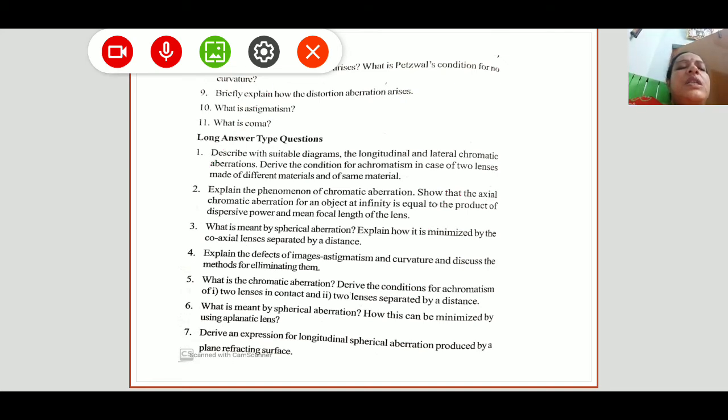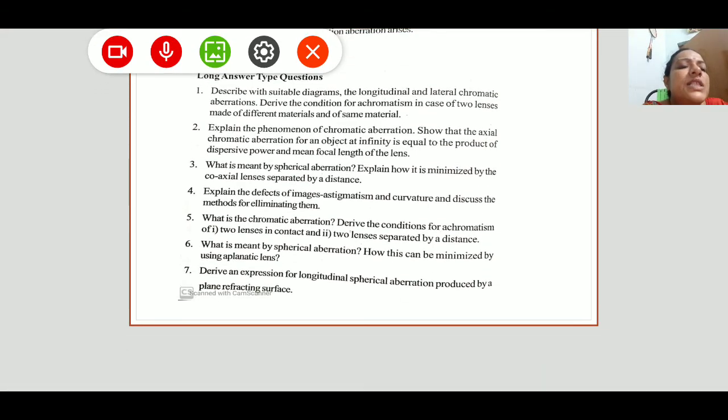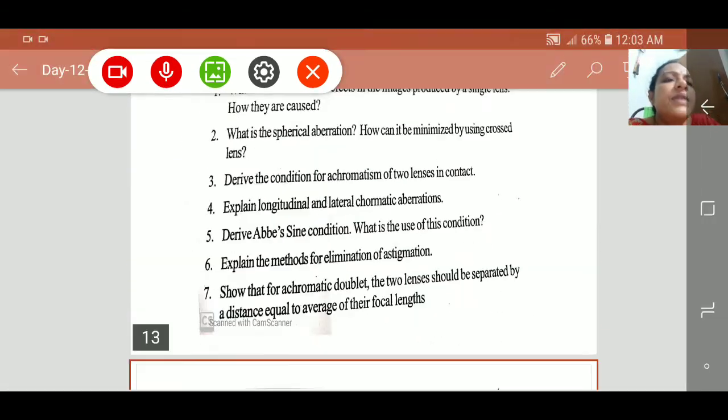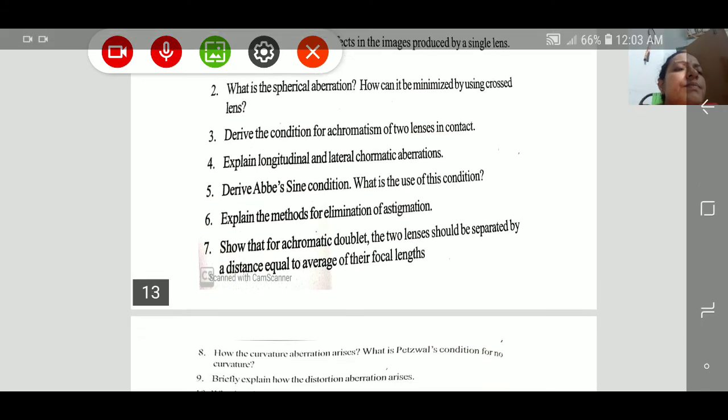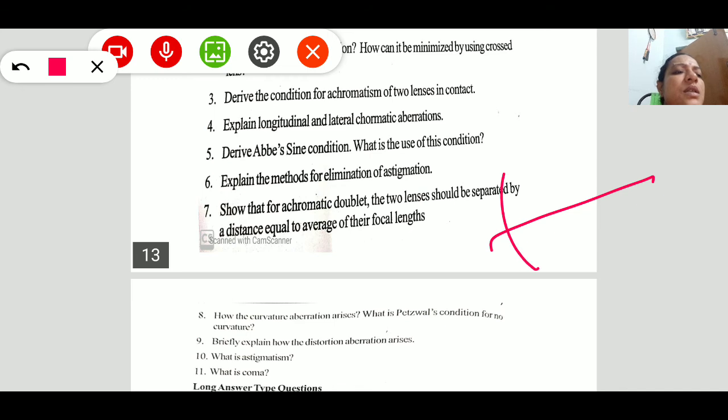Next, what is meant by spherical aberration? Explain how it is minimized by coaxial lenses separated by a distance. The system already taken, that is the system. You have to explain by taking deviations.